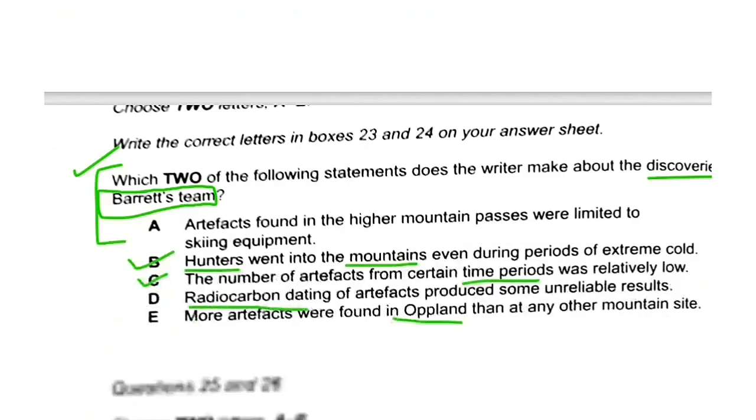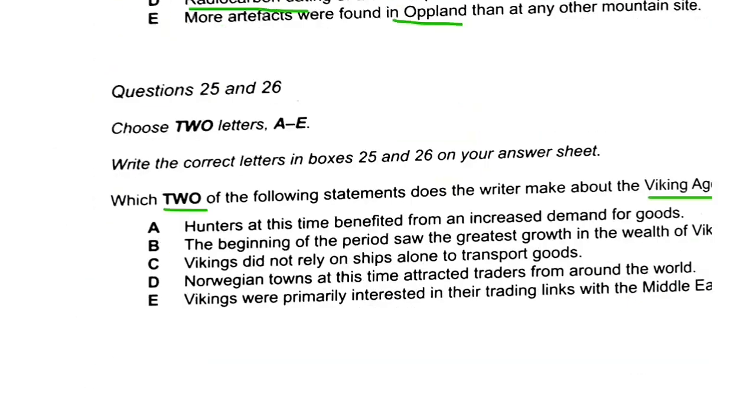Now we'll be moving into the MCQ question. Which two of the following statements does the writer make about the Viking Age? That is the question. Hunters at this time benefited from an increased demand for goods. Yes, you can see in the passage that they have clearly mentioned the increased demand for goods. So this is the first answer. What is the second answer?